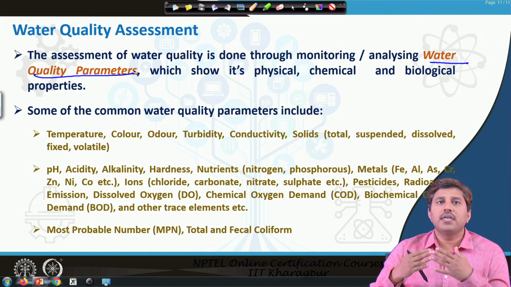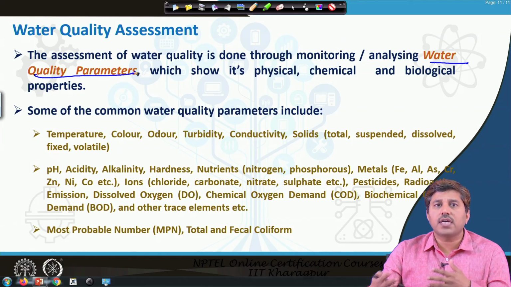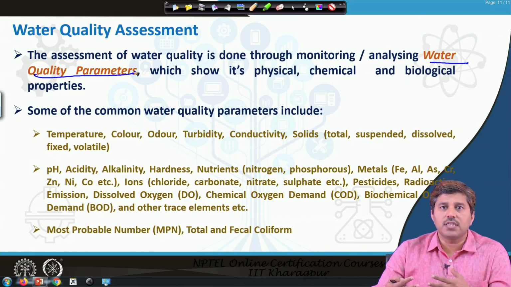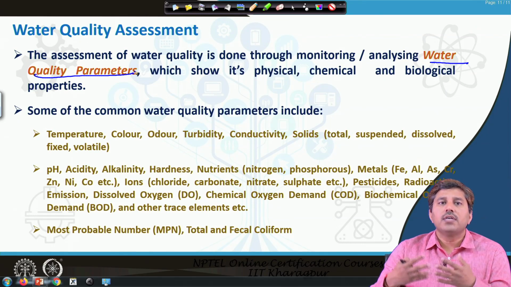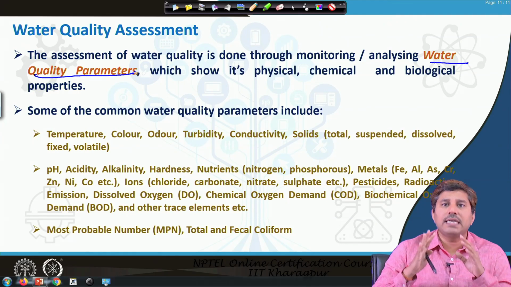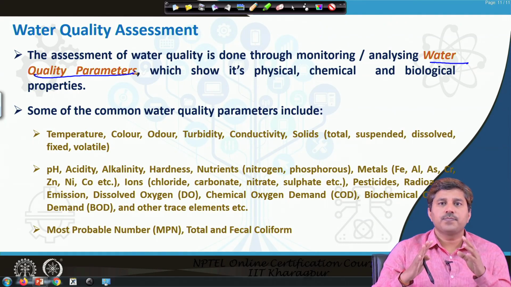For example, if we are saying this water is colored, what is the relative value of the color? If this water is turbid, what is the value of the turbidity? If this water has suspended solids, what is the amount of suspended solids present in the water? Similarly, there are different sets of parameters through which physical, chemical and biological properties are assessed. There is no specified list of water quality parameters.